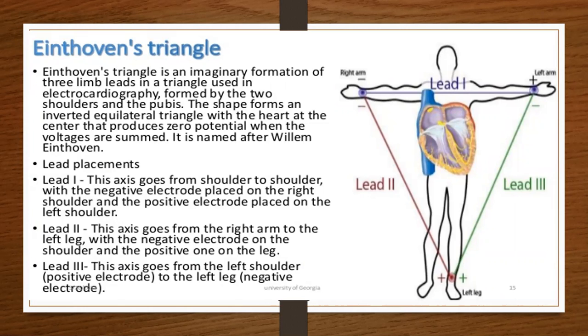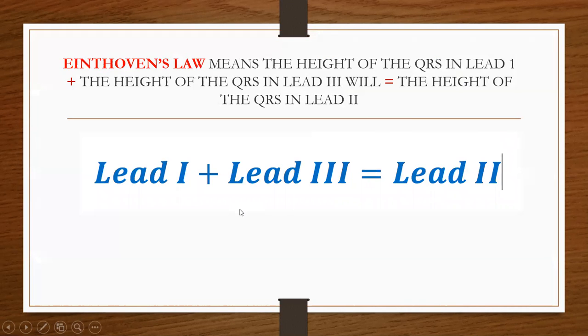Lead 1 goes from shoulder to shoulder. Lead 2 goes from the right arm to the left leg. And lead 3 goes from the left shoulder to the left leg. So Einthoven's law means that the height of the QRS in lead 1 plus the height of the QRS in lead 3 will equal the height of the QRS in lead 2.